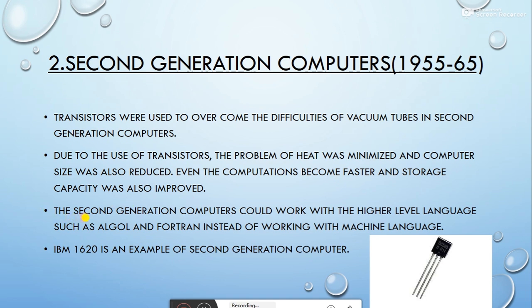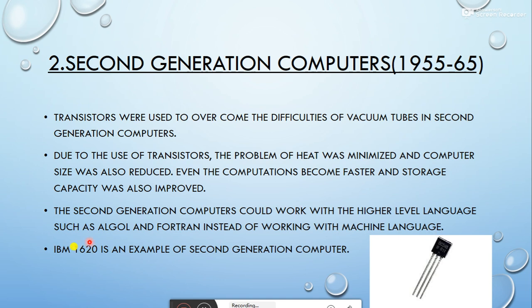The second generation computers could work with higher level languages such as ALGOL and Fortran instead of working with machine language. In first generation, lower level language was used, but in second generation computers could work with higher level languages, such as ALGOL and Fortran, instead of working with machine language. Lower level language means machine language.